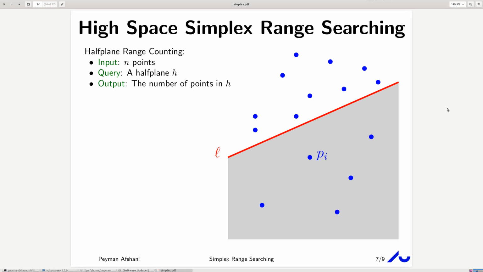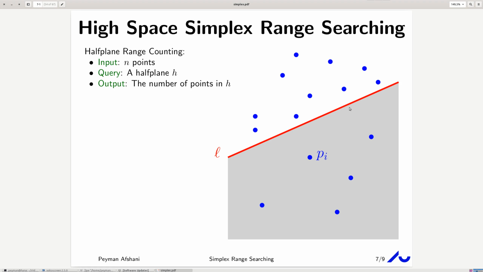So now we switch gears and we look at the data structures that have very fast query but with high storage. To start with, as it's a simpler problem, we look at the half space range counting. We have n points in the plane. The query is a half plane, like this, or the query is the region of the plane below a line L, and we want to count the number of points inside.